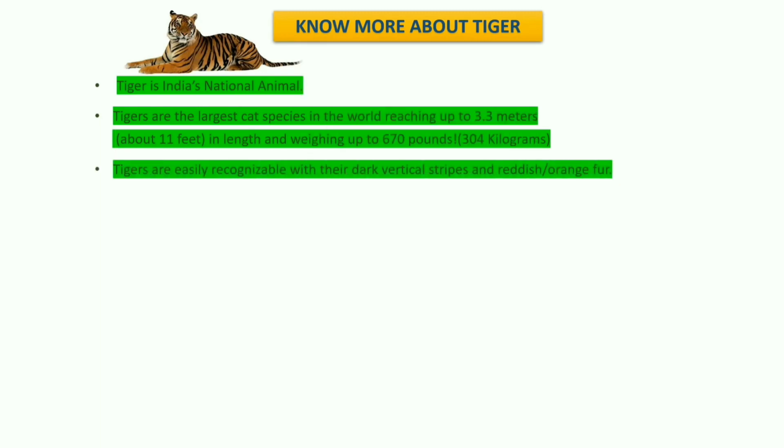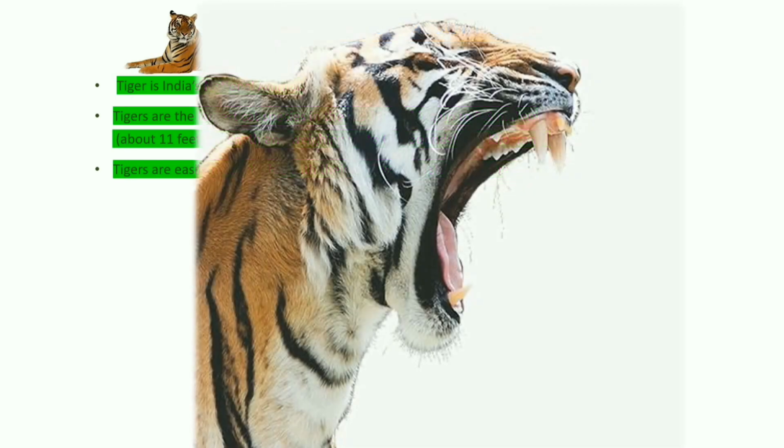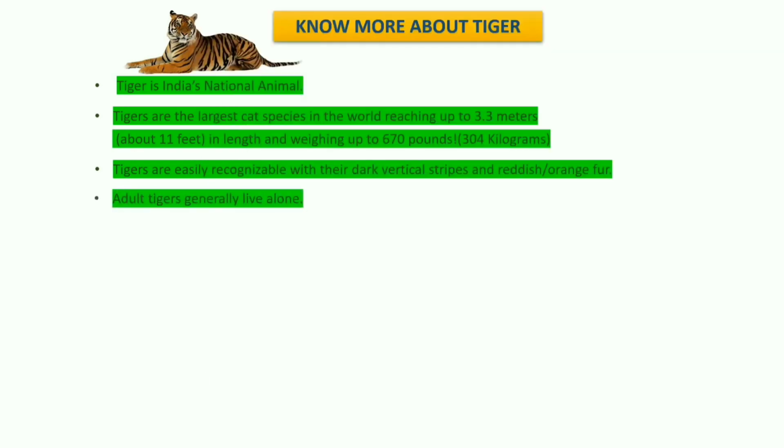The next point is, tigers are easily recognizable with the dark vertical stripes and reddish orange fur. See, those vertical stripes are there. Here are the vertical stripes and orange fur. The next is, adult tigers generally live alone. Tigers live between 20 to 26 years in the wild, meaning jungle.